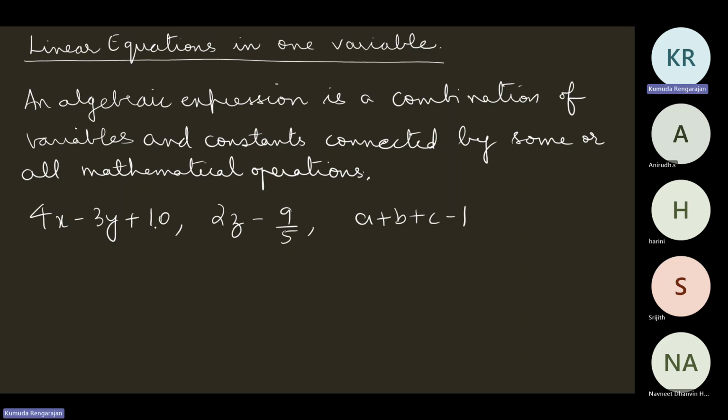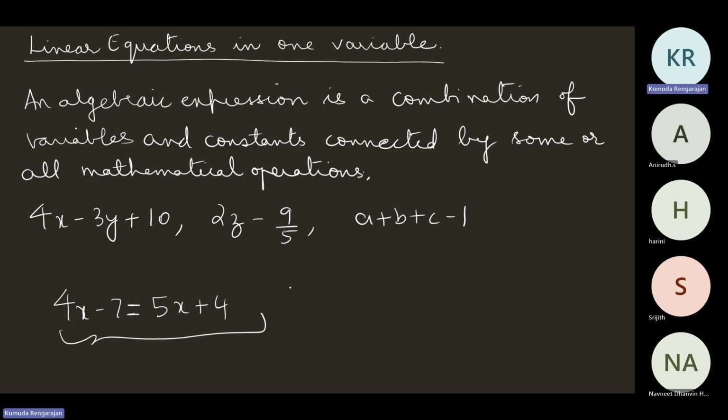In an algebraic expression, you don't see the equal to sign, right? In an algebraic equation, you will see the equal to sign. It'll have the left-hand side and the right-hand side. For example, 4x minus 7 is equal to 5x plus 4. Now this one is not an algebraic expression. It is an algebraic equation.